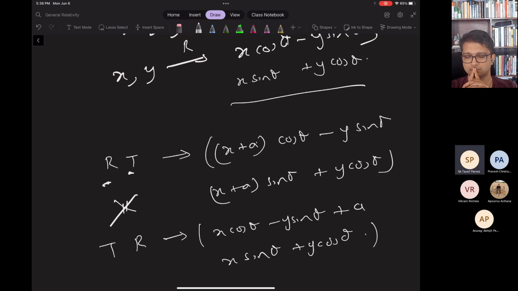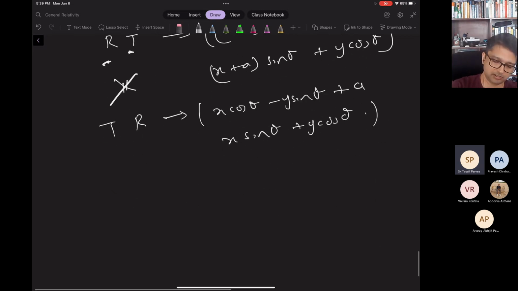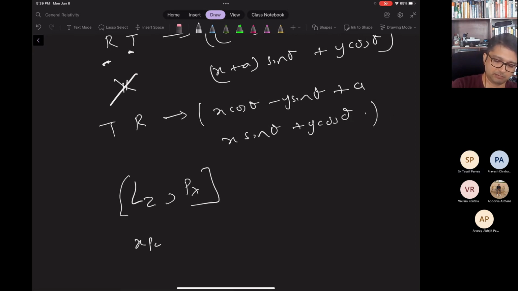So this is actually like the incompatibility of L_z angular momentum and p_x. Exactly. This is in quantum mechanics. You would say that L_z can be written as x p_y minus y p_x.